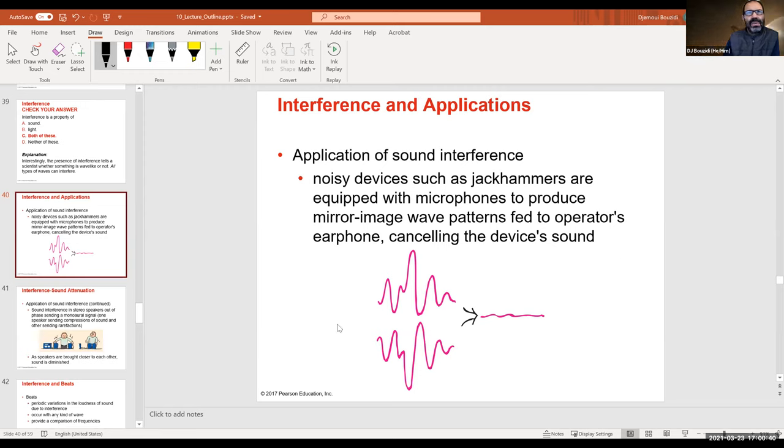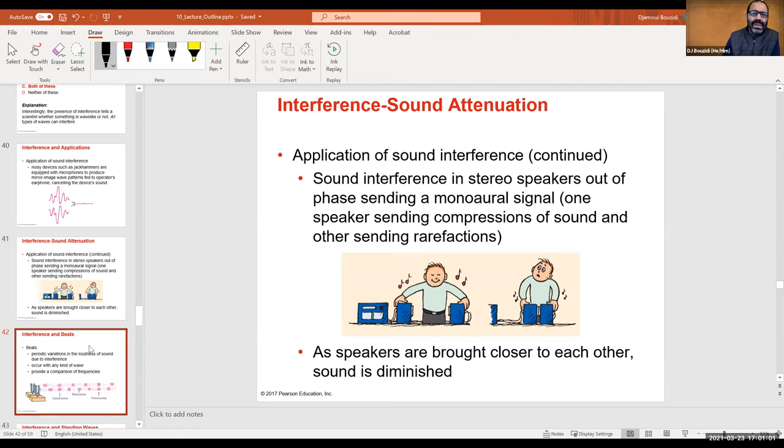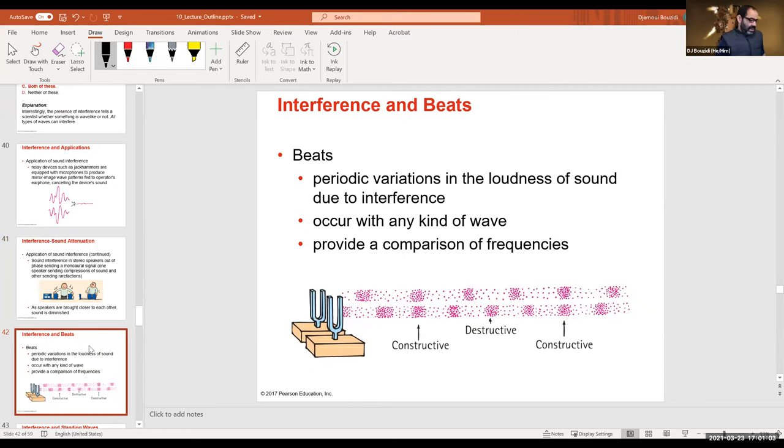For the noise cancellations on planes, they also use similar technology, but they have a rough idea of what that signal is. So you can at least sit comfortably in a plane. Again, you can bring two devices in here and you can have them attenuated or amplified depending on how you have them in there. Beats is another phenomenon.